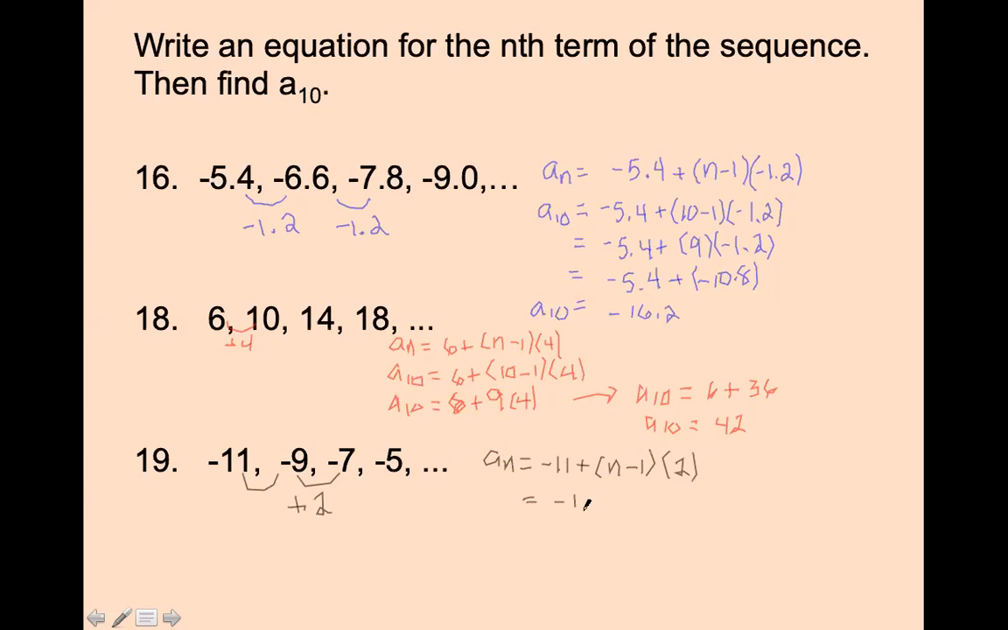So we have negative 11. Oh, excuse me, this is our 10th now. A sub 10 equals negative 11 plus 10 minus 1 times 2, which is negative 11 plus 9 times 2, which would be negative 11 plus 18, which gives us that our 10th term is 7.